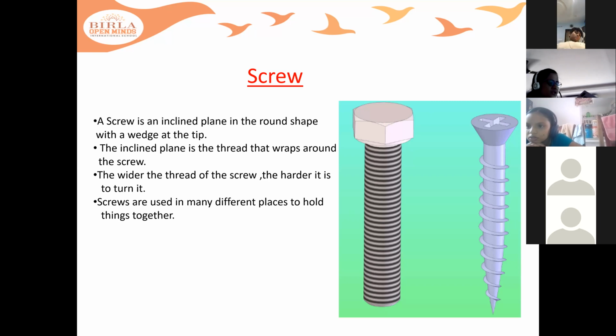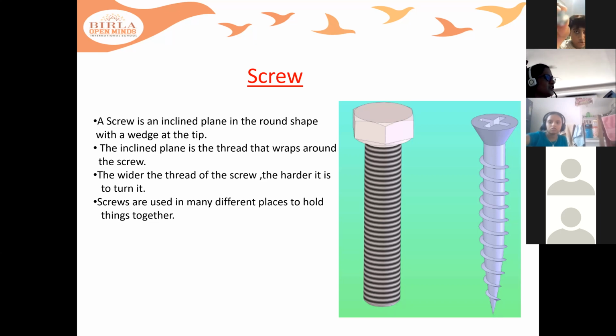Here is the image you can see in front of you. The inclined plane has threads that wrap around the screw. You can see the threads over here. So this is a screw and it's a nail which is sharp, and this is a bolt. It's not sharp, but it has threads. This is a screw which has so many threads and its end is very pointed.